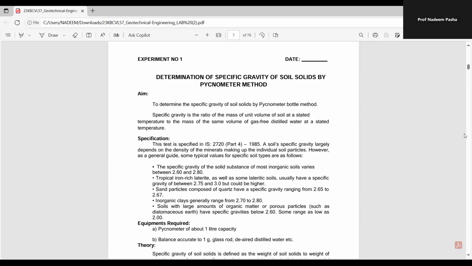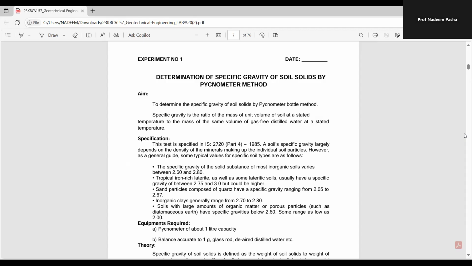We need to remember the specific gravity of standard soils. The specific gravity of inorganic soil is between 2.6 and 2.8, whereas tropical iron-rich laterite soils have a specific gravity from 2.71 to 3, whereas sand particles composed of quartz have a specific gravity ranging from 2.65 to 2.67, whereas inorganic clays range from 2.7 to 2.8, whereas soils with a large amount of organic matter have a specific gravity below 2.6 and even below 2.